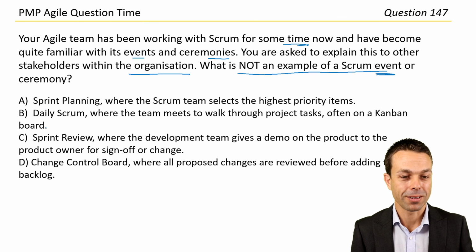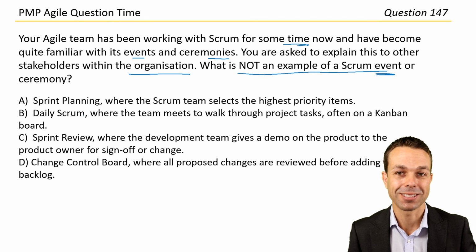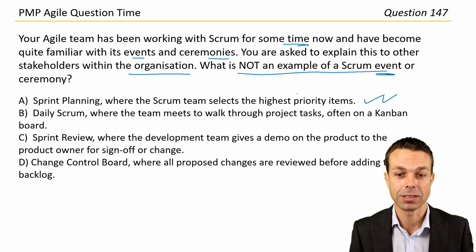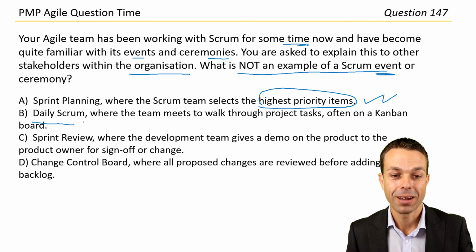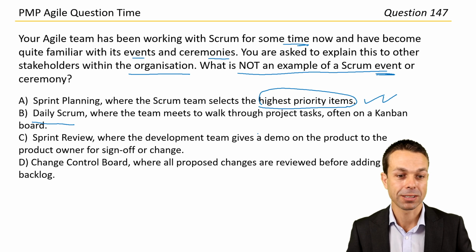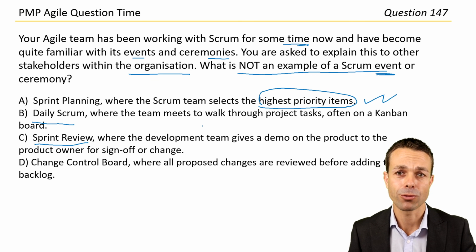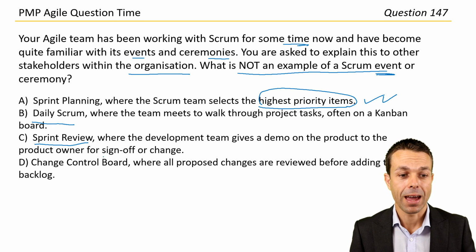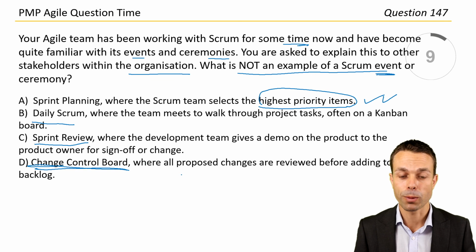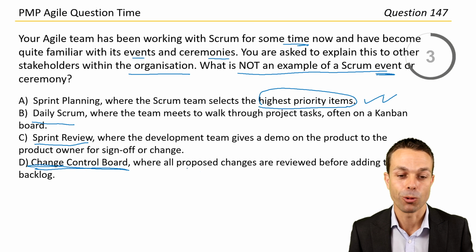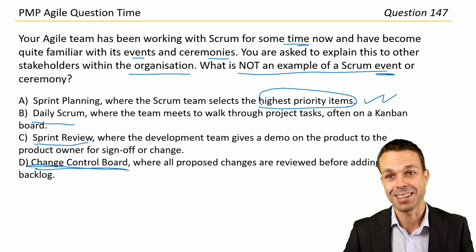Okay, all right. And right away we can see this is really just an idea of what happens in Scrum. So we know Scrum has sprint planning, where we're planning the sprints and we select the highest priority items to go into the sprint. We know we have the daily Scrum or the stand-up, where the team meets to talk about their project tasks. We know we have the sprint review, which is where we demonstrate a feature or a working piece of software that was delivered during the sprint. And so the change control board is the only one that is not the same. That's where all proposed changes are reviewed before adding to the backlog. That's more of a predictive or a waterfall approach. So let's go with answer D as the incorrect method here.